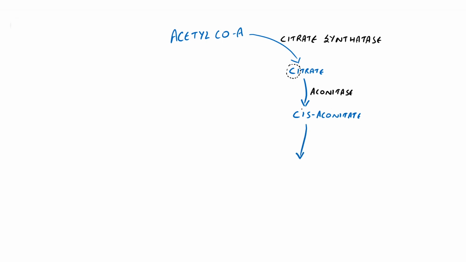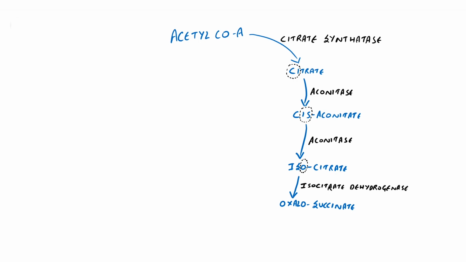Look for the other 2 letters, that is is. So the compound that is formed will be isocitrate, and the enzyme will be the same, aconitase. Now look at the first letter of isocitrate, that is O. So the next compound formed is oxalosuccinate, and the enzyme will be isocitrate dehydrogenase.